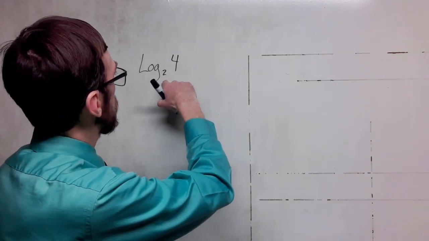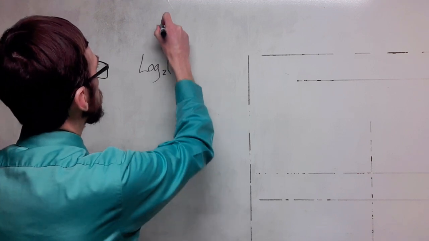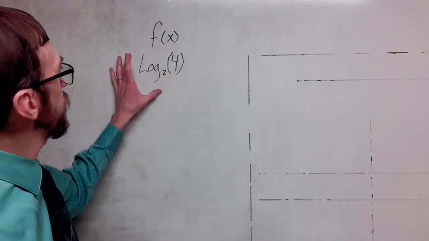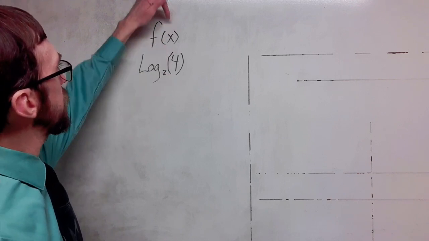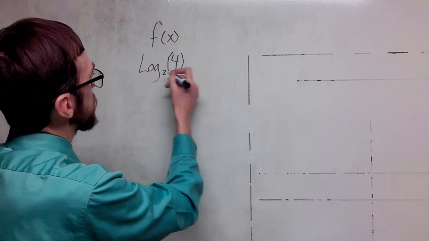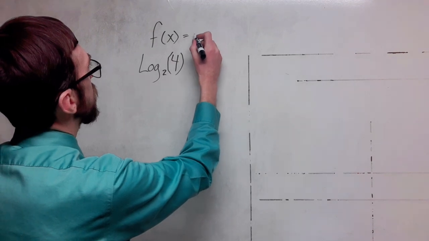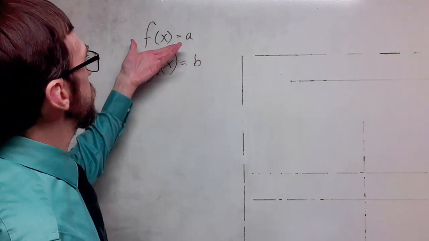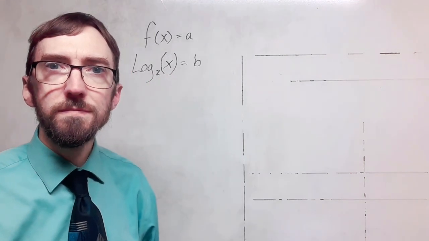If this is our log base 2 operating on 4, we can have parentheses around here, and this is reminiscent of f of x. Instead of a generic f, we have a name for our function called the log, and this is the thing that we're operating on. If we knew what x was, we would place 4 into here, and we would have f of 4. In this case, we have log of 4, and we know that this is equal to some other real number value, say a. Just as we can say that f of x is equal to some value, we can say that log of x is equal to some value.